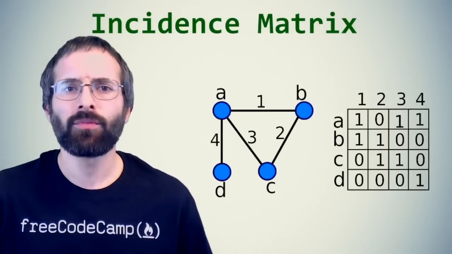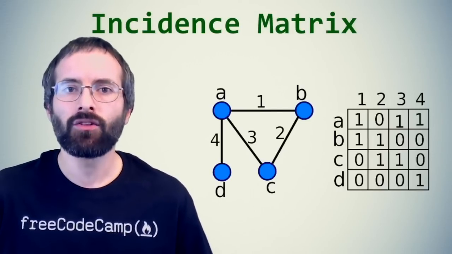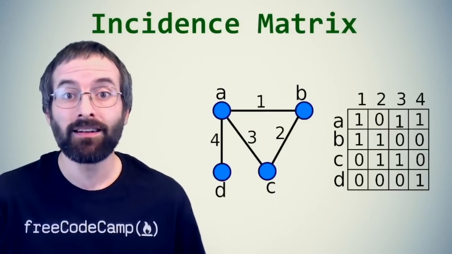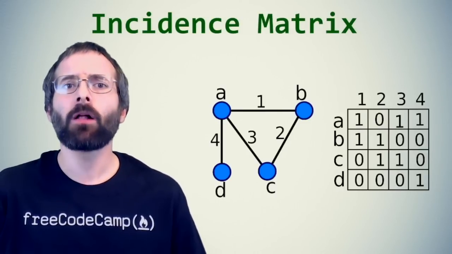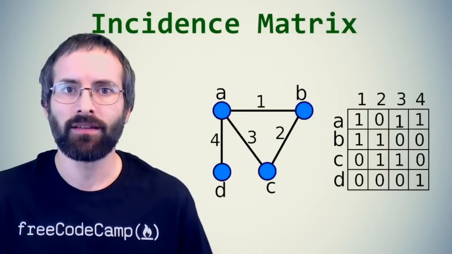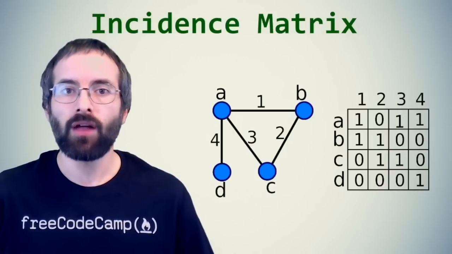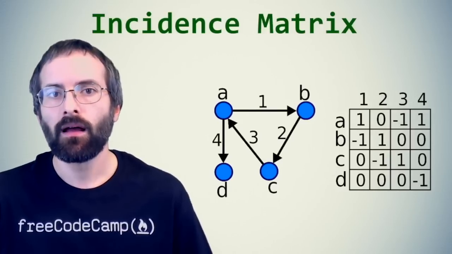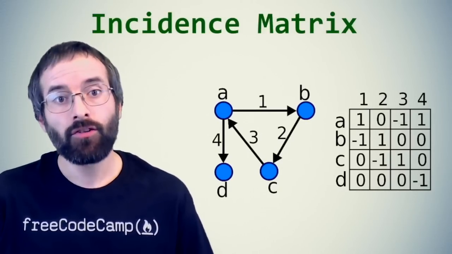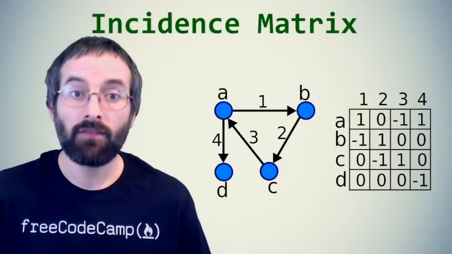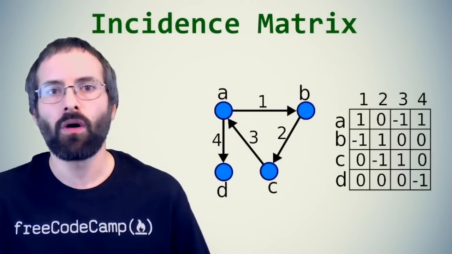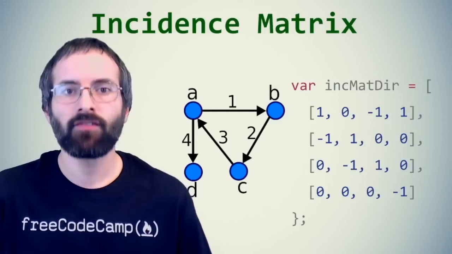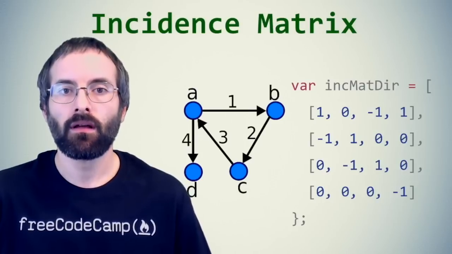To show that there is an edge between 2 nodes, you will put a 1 in the 2 rows of a particular column. As you can see in the diagram, edge 1 is connected to nodes A and B. Now look at the column for edge 1 in the incidence matrix table. You will see a 1 in both the A row and the B row. This shows that edge 1 connects to nodes A and B. Here is a directed graph. For a directed graph, use 1 for an edge leaving a particular node and -1 for an edge entering a node. And here is a JavaScript implementation of the incidence matrix.